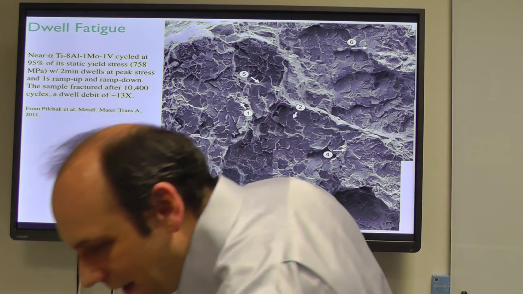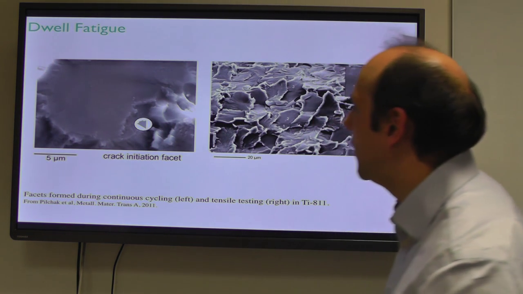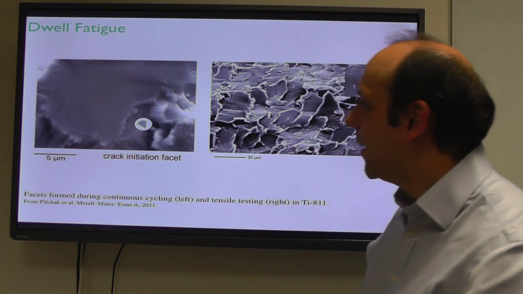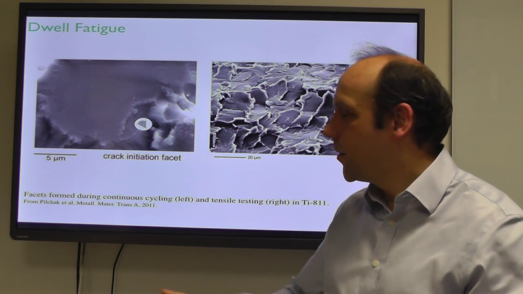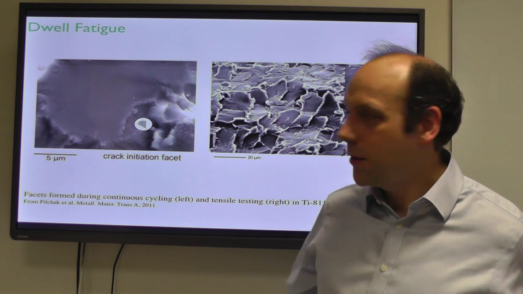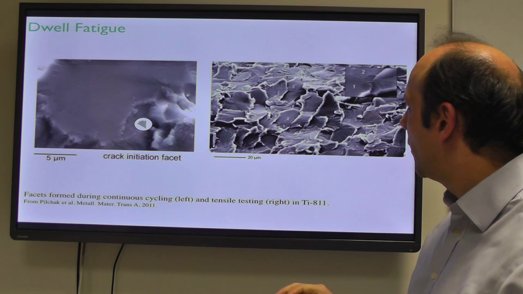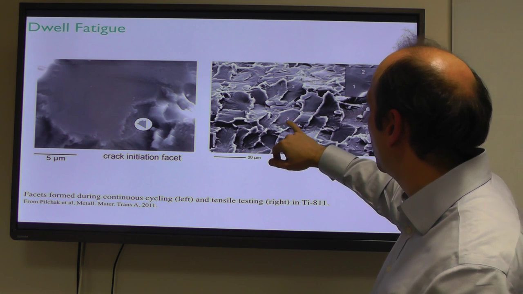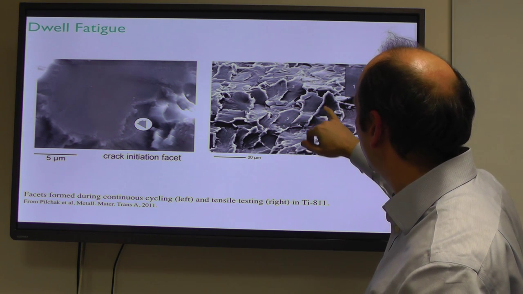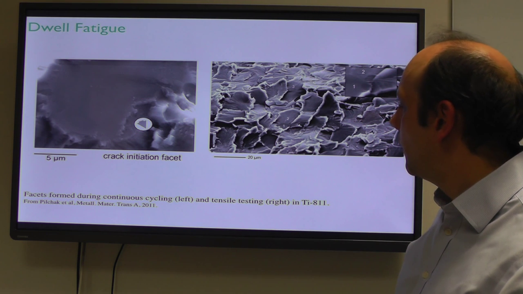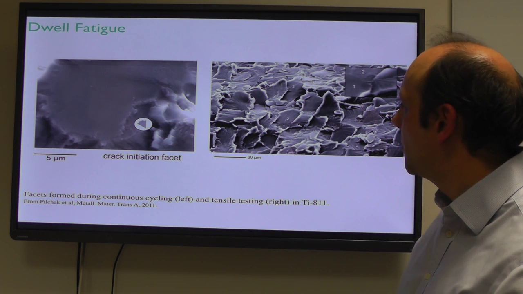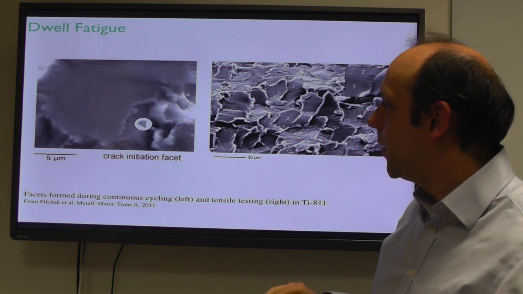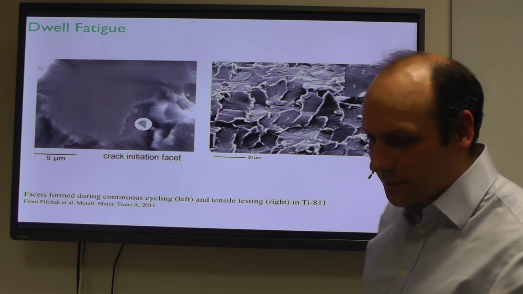And then when you go and look in on those initiation sites, then you see something like this. These are the ones that you see in continuous cycling, and they're very, very flat and featureless. There's no river lines on them. There's nothing at all. If you look at tensile loaded ones, you might get a little one there that's kind of featureless, but mostly you get river lines growing away from nice river lines, and therefore that's from a tensile test on the same bar. And so large-ish featureless facets are a good indicator of dwell.